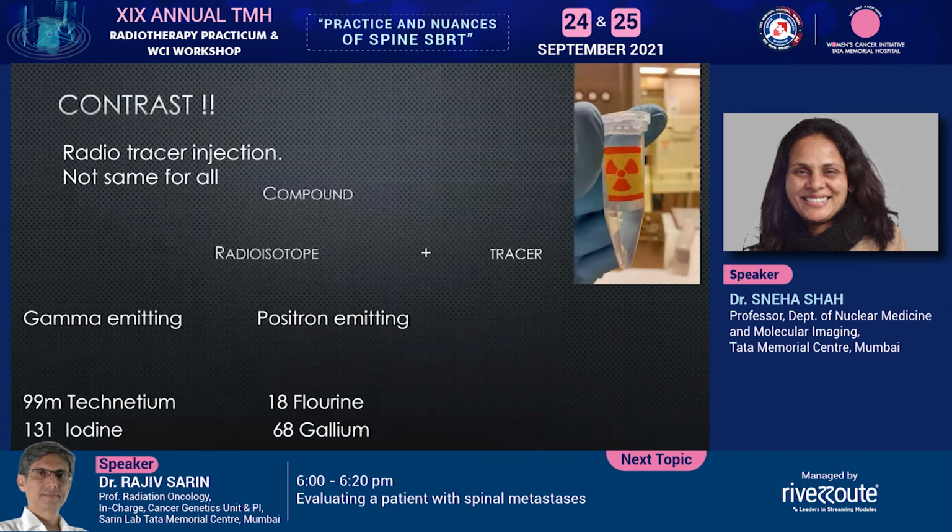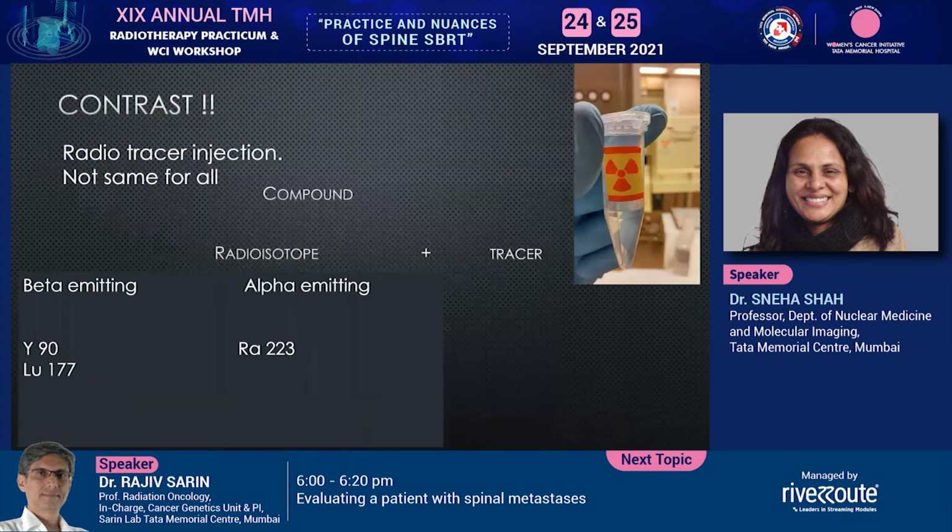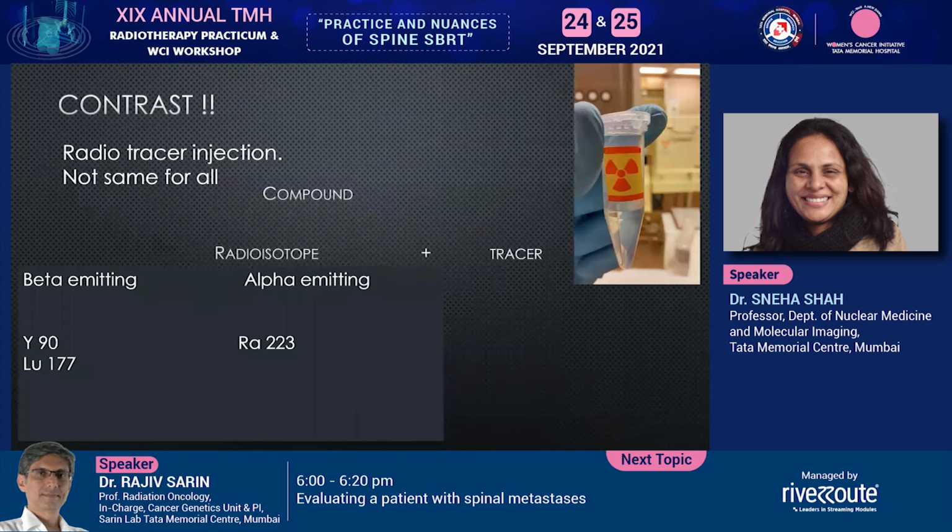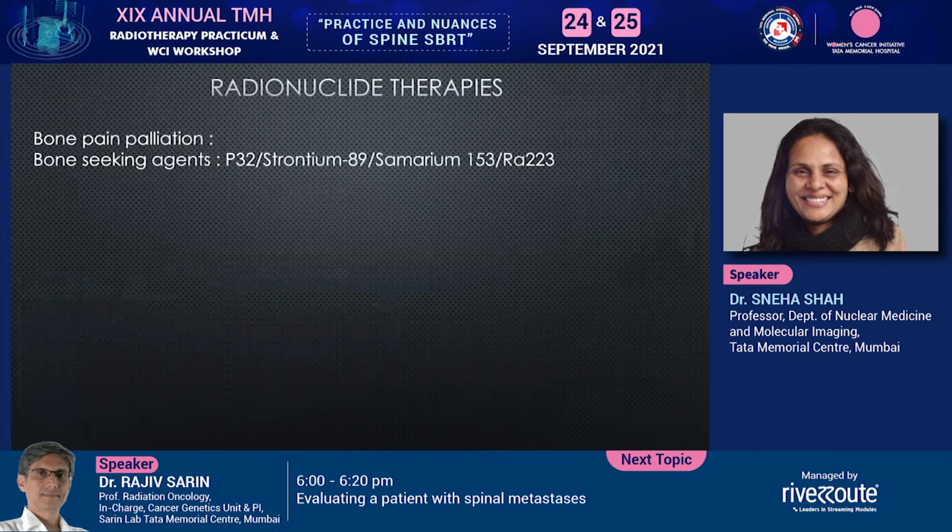Coming back to the contrast, we found that we had diagnostic tracers like technetium, fluorine, gallium, which were tagged to the tracer. But what if we replaced these radioisotopes with isotopes which are beta emitting or alpha emitting, which were cytotoxic? Then what you would have is a therapeutic tracer, where you would have the same tracer now tagged with either a beta or an alpha emitting radioisotope.